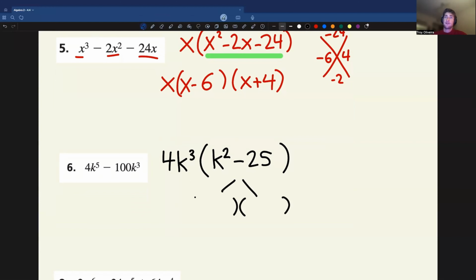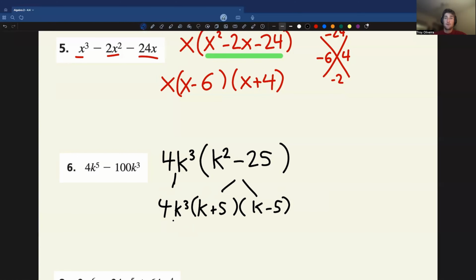In this case, you should have learned by this point something called a difference of squares. K squared and 25 are both perfect squares, so we can apply our difference of squares here to get k plus 5 and k minus 5. And then I cannot forget to drop down this factor as well. So that was just 4k to the third. And now this is factored completely.